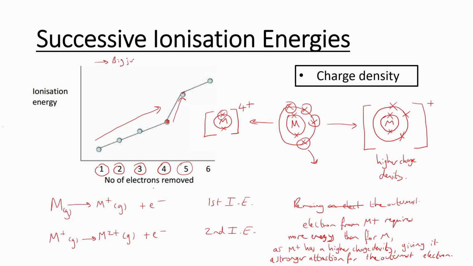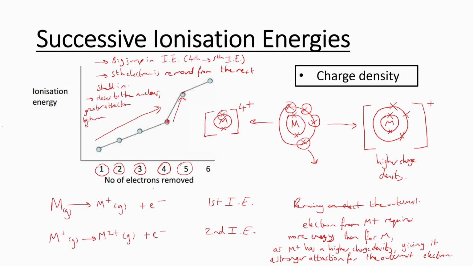There's a big jump in ionization energy when you go from the 4th to the 5th ionization energy, and this is because the 5th electron is removed from the next shell in. It is closer to the nucleus, and so there's a greater attraction between the nucleus and the outermost electron, and it requires more energy.